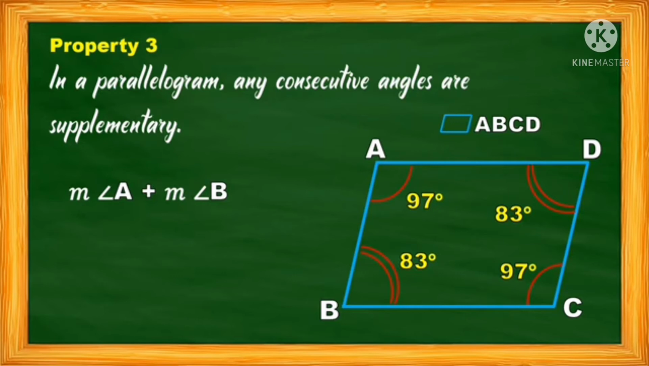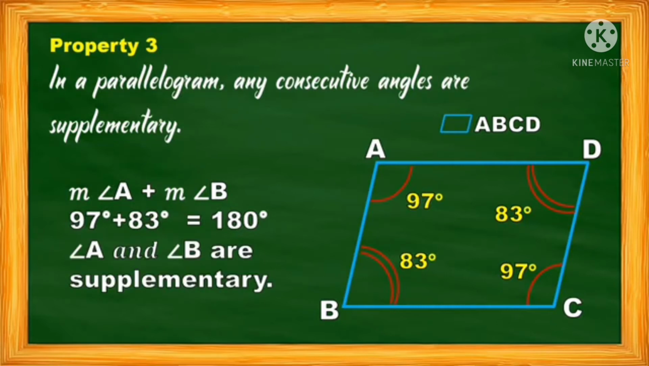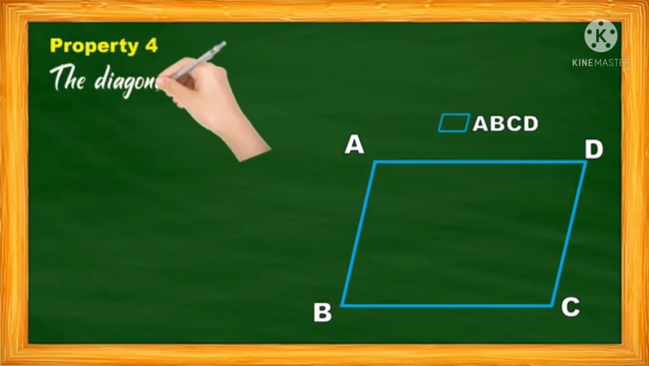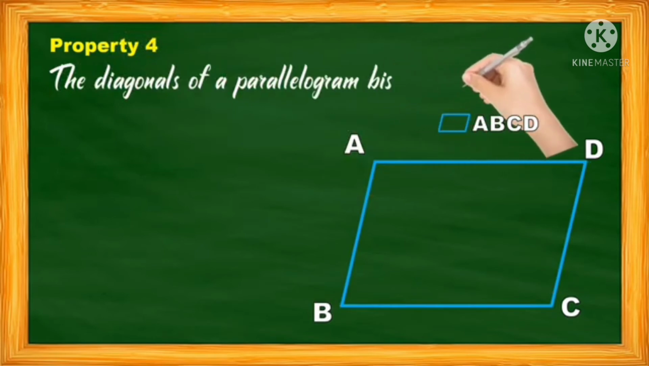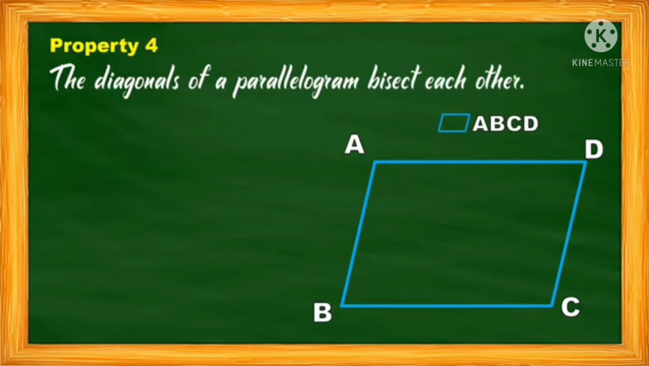You are right. It is 180 degrees. Therefore, angle A and angle B are supplementary. In property number 4, the diagonals of a parallelogram bisect each other. In parallelogram ABCD, the diagonal AC bisects diagonal DB.